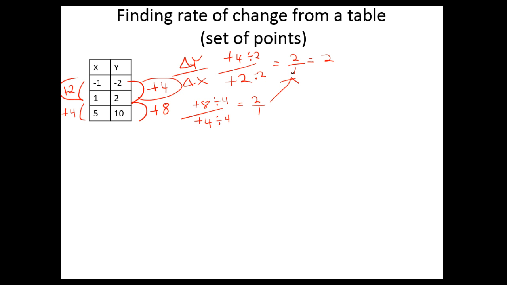That's important because when the rate of change is the same between both points, that means it is a linear function. And if it's a linear function, that means if I graph it, it's going to make a straight line. So if the rate of change is the same between all the points, it's linear and it makes a straight line on a graph.